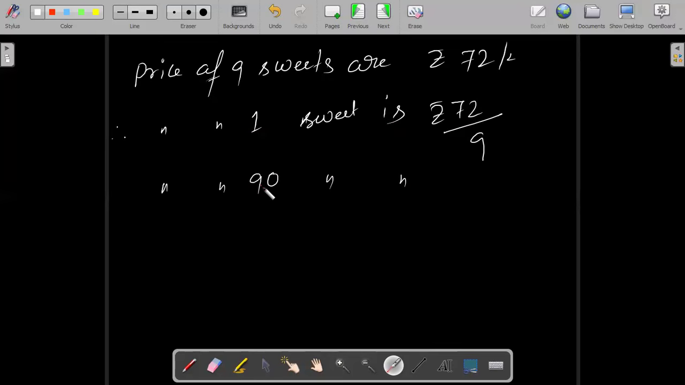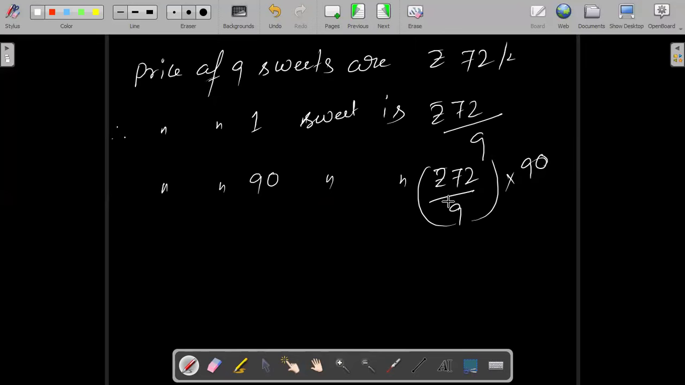So if the price of 90 sweets is more than the price of one sweet, then what should I do? Should I multiply 90 with the previous price, or should I divide 90 with the previous price? Right? So I need to multiply, because the price will be more. So what was the previous price? Previous price was 72/9. This whole thing is the previous price, the price of the one sweet. So with that, I have to multiply with 90.